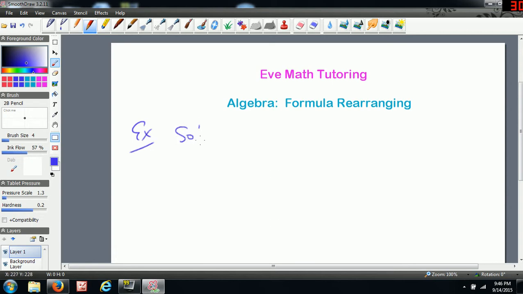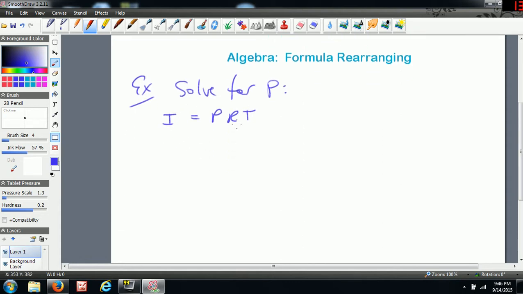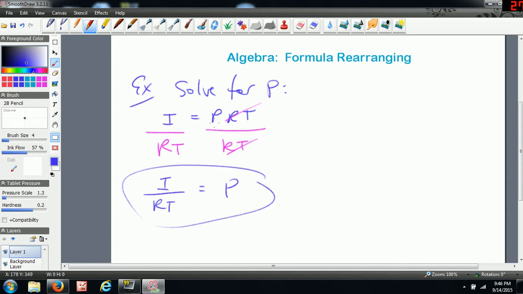So say we were asked to solve for p in the following formula. So to solve for p, what we have to do is isolate p. We have to get p by itself. So to do that, if you look at this equation, the best way to do that would be to divide both sides of the equation by RT. And when we do that, we get p equals I over RT. And because what we did to one side, we did to the other side of the equation, we're allowed to do that. So that's how you would solve for p.